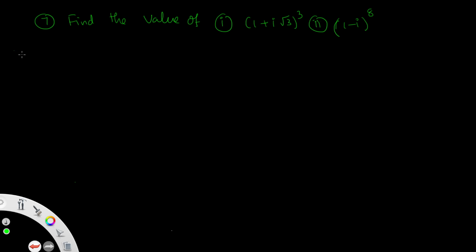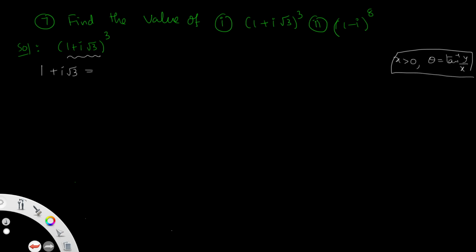That is why first I am taking the first question, that is (1 plus i root 3) whole to the power of 3. So think, all of you, what should we have to do? First it is given as the complex number 1 plus i root 3. So that is the basic rule. If x is greater than 0, then theta equals tan inverse of y by x. If x is less than 0, then theta equals pi plus tan inverse of y by x. These are the two formulas for the argument, to find the complex number in the polar form.